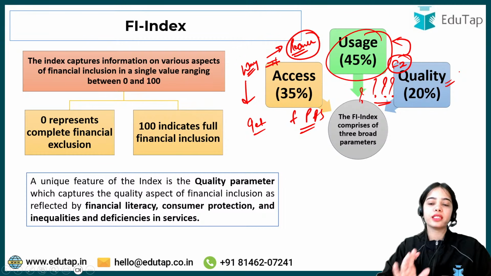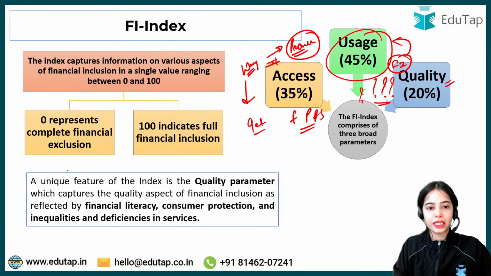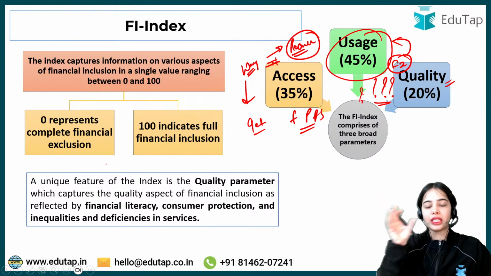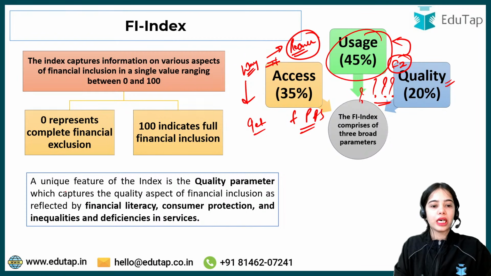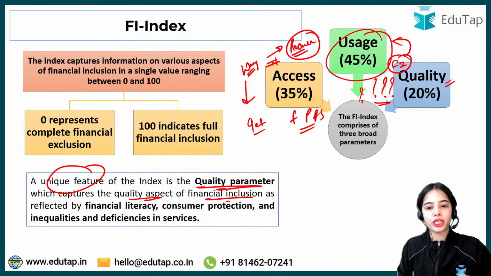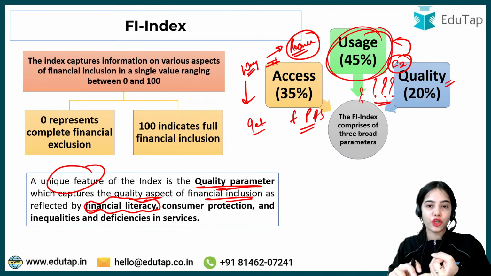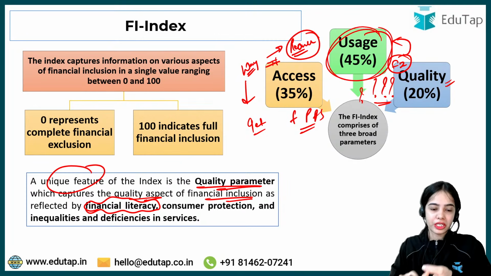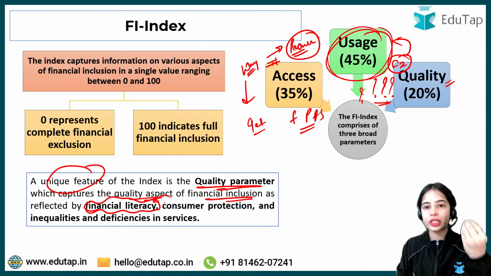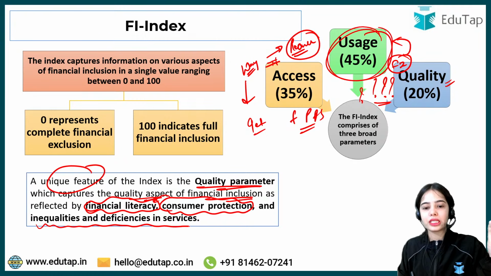Quality is a very unique and important feature in the financial inclusion index, and usually it is something that is difficult to understand. A unique feature of the index is the quality parameter, which captures the quality aspect of financial inclusion as reflected by financial literacy. You will be able to use the banking, insurance, and pension products and services only when people have financial literacy. There is a need for consumer protection also, and inequalities and deficiencies in the services have to be reduced. Then only will people have quality financial inclusion.